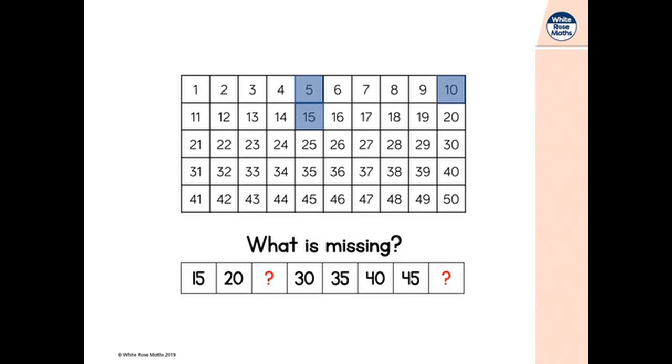Let's try this. What's missing? At the top we can see our number chart that goes from 1 to 50, and at the bottom we have a number track. It starts at 15 and the next number is 20. That means that we're counting on by fives. The next number is missing. What could it be? Exactly. It's the number 25. Then we can see 30, 35, 40, 45, and we have one more missing number. And that number is 50. Excellent job.